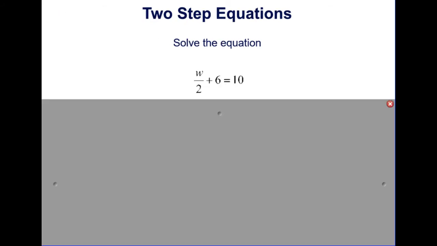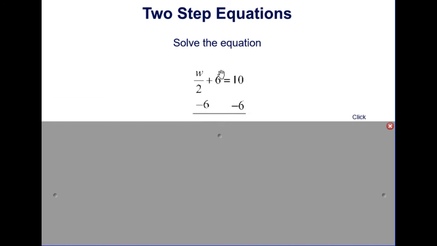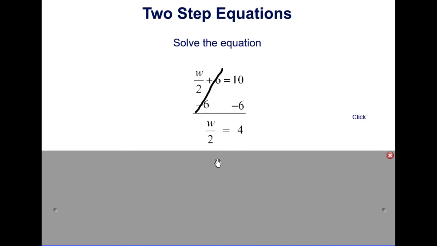for our solution. A second example is w divided by 2 plus 6 equals 10. Solve the equation. So SADMEG tells us to look for addition and subtraction first. So here we have adding 6. So first we undo it by subtracting 6 from both sides, which cancels out the 6 to leave us with w over 2 equals 4.